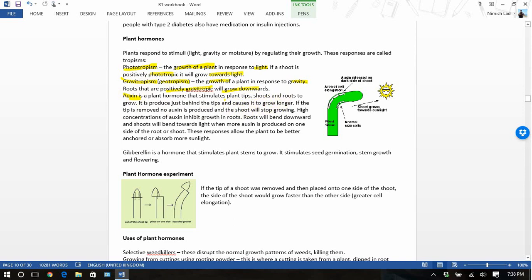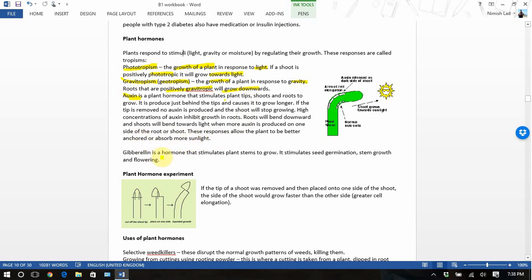So if the tip is removed, no auxin is produced and the shoots will stop growing. High concentrations of auxin inhibit growth in roots. So if there's lots of auxin in the root, it stops the root growing. Roots will bend downwards and shoots will bend towards light when more auxin is produced on one side of the root or shoot. The response allows the plants to be better anchored or to absorb more sunlight. So better anchored for roots, absorb more sunlight for shoots and tips.